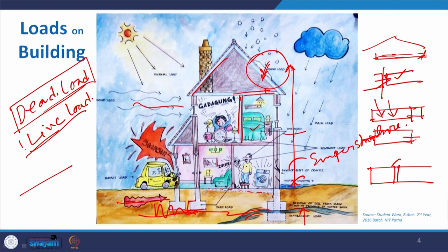So this is the initial foundation level, and here it just went down because of unequal settlement of the land, and sometimes it may happen due to the compactness of the soil in that particular area. So it may have unequal settlement, and for that it will also create some load on the building, and sometimes it may also collapse the building.